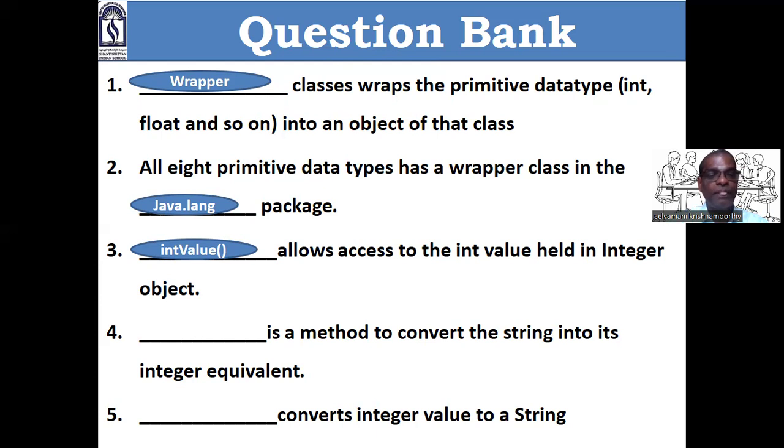Try to answer the fourth one. Dash is a method to convert a string into its integer equivalent. String to integer. What is this? Very good. parseInt. Last one. Try to answer the fifth one. Dash converts an integer value into a string. Integer to string. Very good. toString. Am I right?